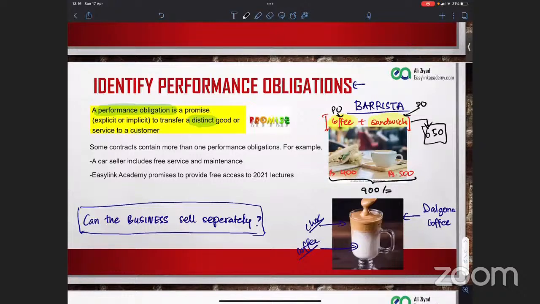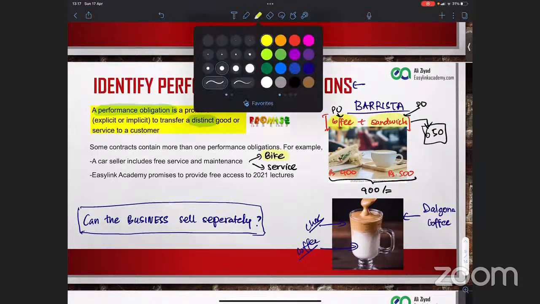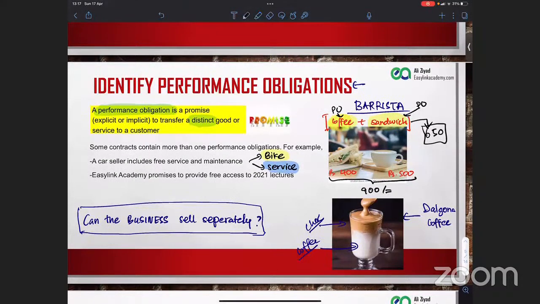Right. Now, just like I told previously, you take Honda, Stafford Motors. You go there, and they'll sell the bike and tell you that you will get free service, first 2 services free. Now, my question is, do Stafford Motors or Honda provide service separately for people who have not bought bikes from them also? Yes, they do. So are these 2 separate performance obligations? Yes, sir. Exactly. So this is one performance obligation, and this is another performance obligation.